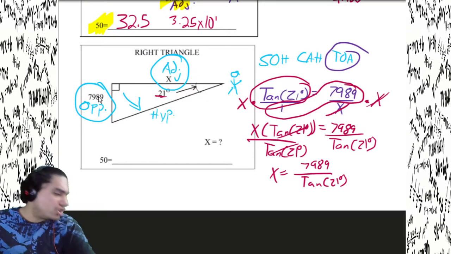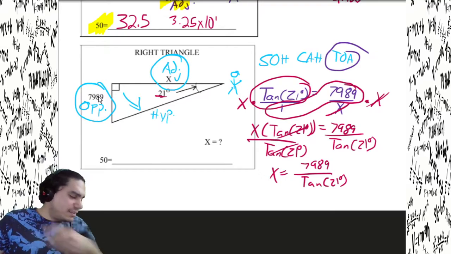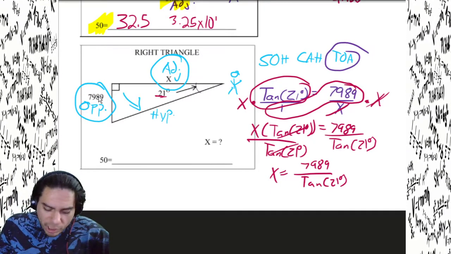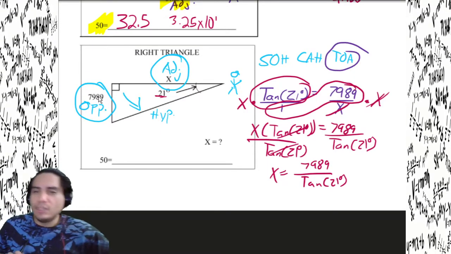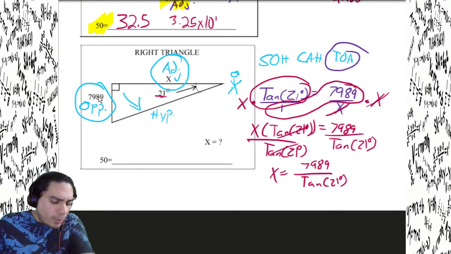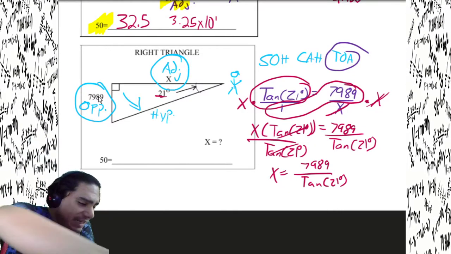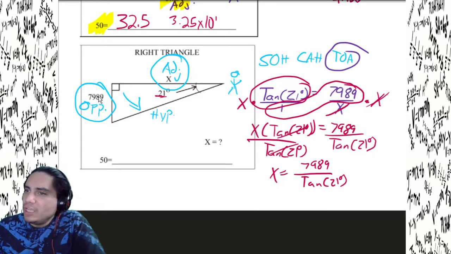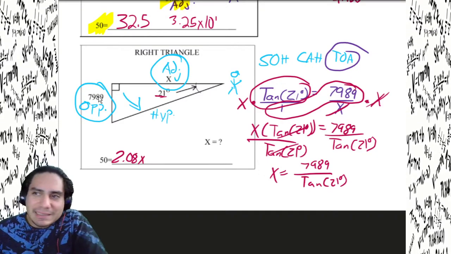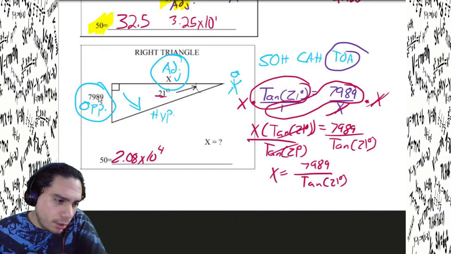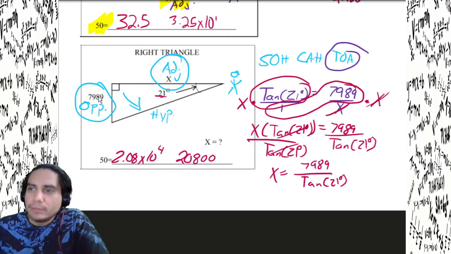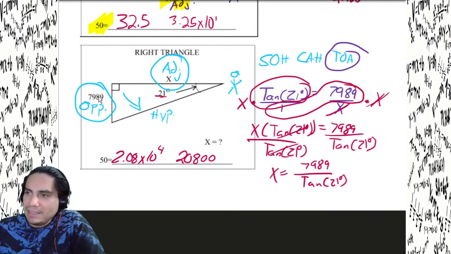But of course, if you just want to set it up like a proportion, cross multiply, divide, that's up to you. What does matter is you learn the math, you put it in the calculator correctly, and there you go. So I put 7,989, enter, 21. Then I hit tan, immediately divide, and guess what we got? We got ourselves a completely reasonable answer. We got 2.08 times 10 to the fourth. Or if you want to write it in standard notation, we got 20,800. And that's it. That's all we got to do.